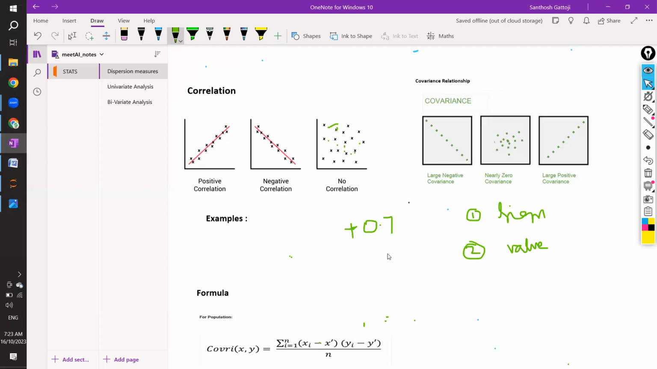Okay, the sign will tell you plus or minus. Here the plus sign will tell you the direction of the correlation, and the value will tell you the magnitude of the correlation.